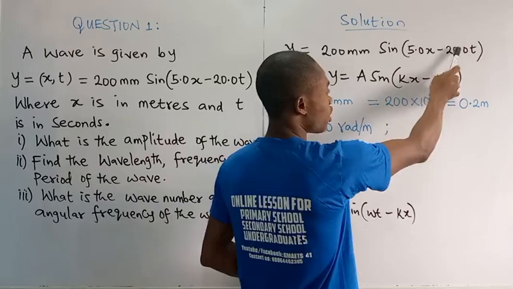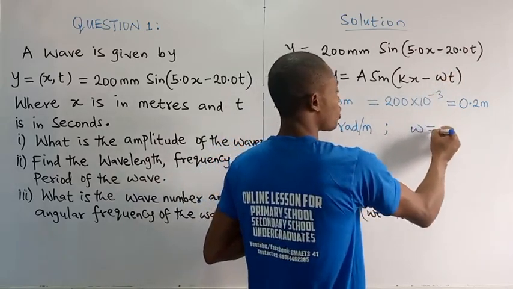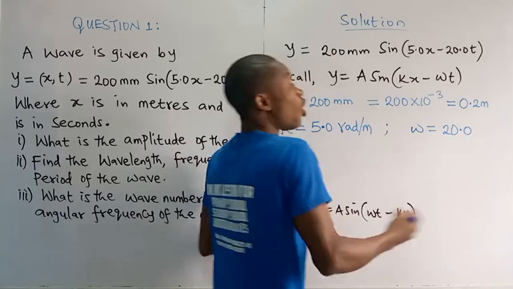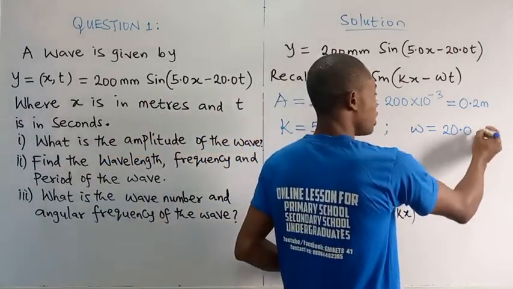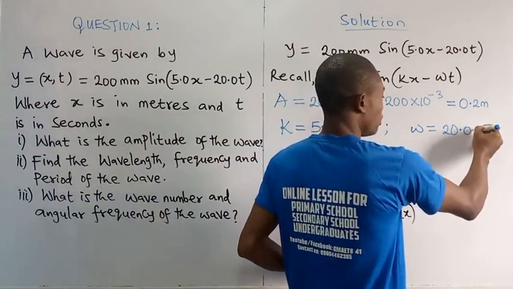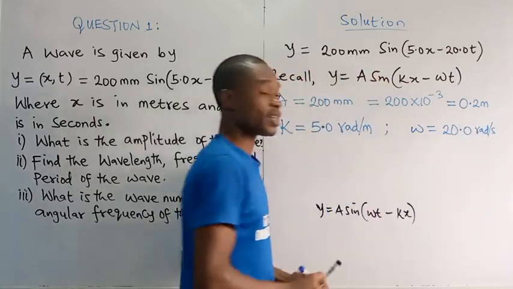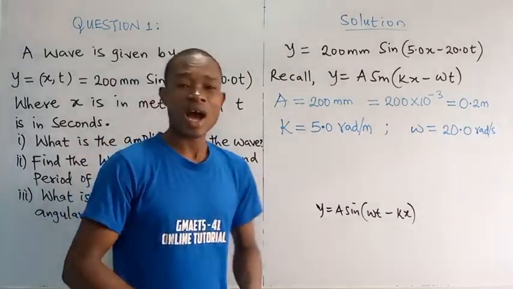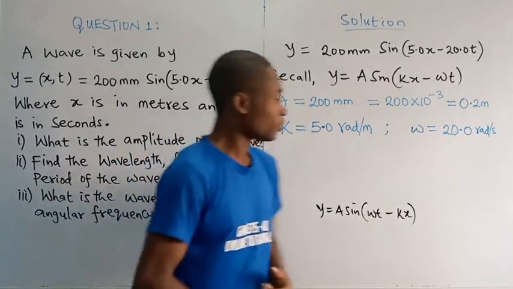In the given question, you have 20 multiplying t. Automatically, it tells us that angular frequency is equal to 20 or simply 20.0 or 20. 20.0 is the same as 20. And the unit of angular frequency is rad per second. Rad per what? Per second. It's just like meter per second when dealing with our linear motion concept of velocity.